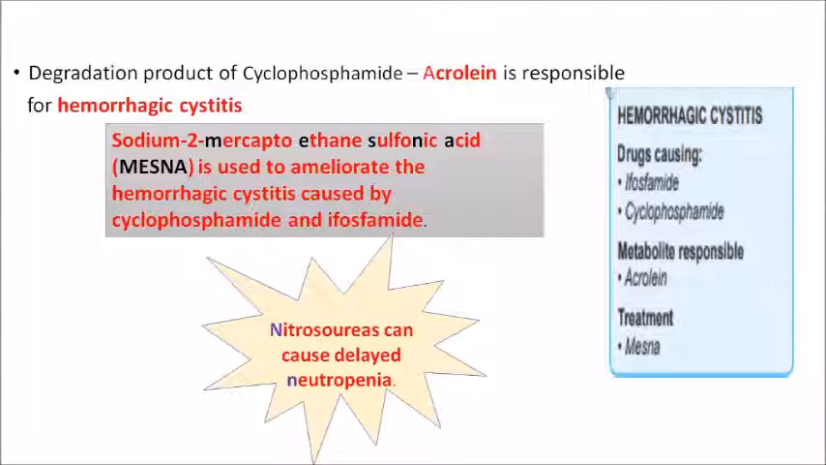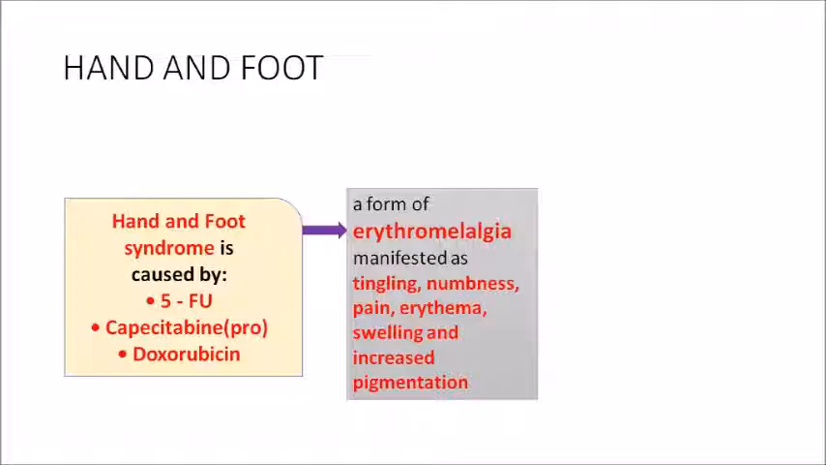Then we have the side effect of nitrosourea, which is delayed neutropenia. So nitrosourea causes neutropenia. Connect the N and the N. Now there is something called hand and foot syndrome. Hand and foot syndrome is caused by 5-fluorouracil, capecitabine, which is a prodrug of 5-fluorouracil, and doxorubicin. This is considered a form of erythromelalgia. Erythromelalgia is a vascular disease causing peripheral pain of hands and feet, and it is manifested as tingling, numbness, pain, erythema, swelling, and increased pigmentation of the hand and the foot.